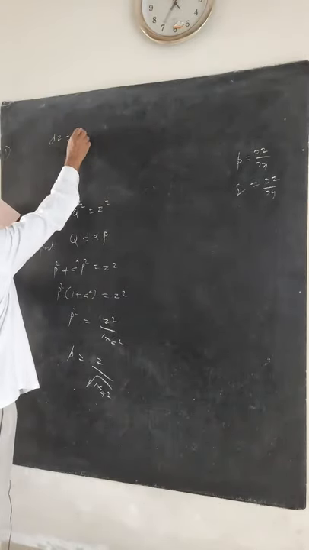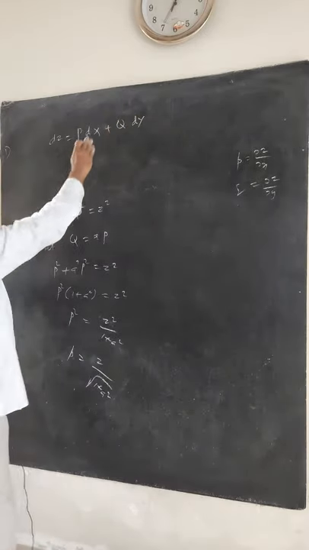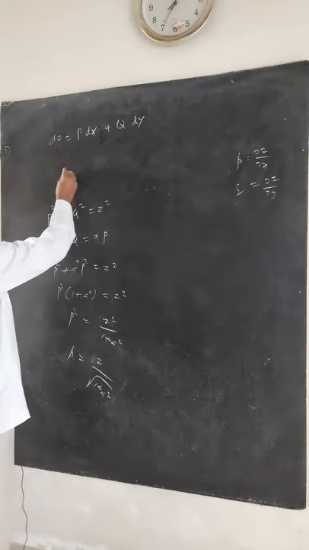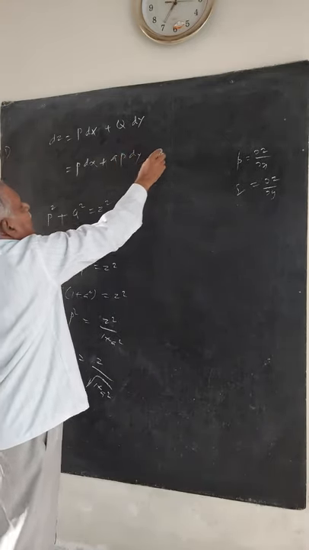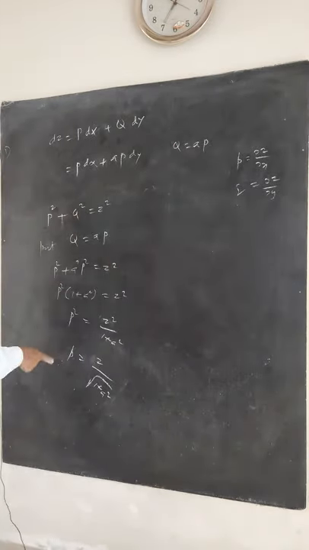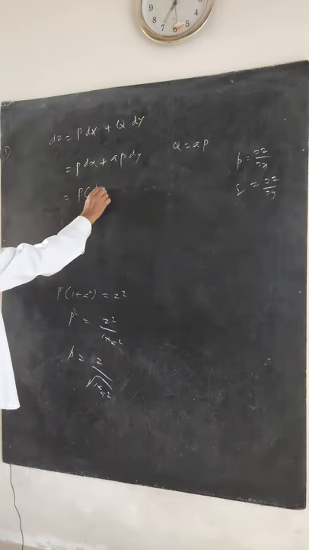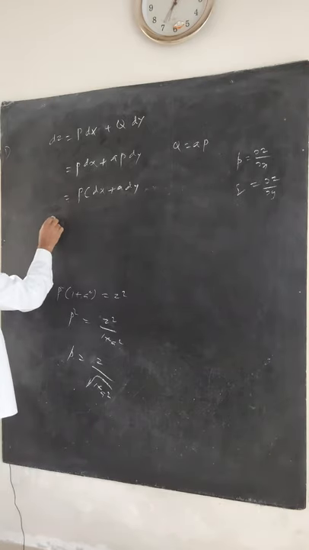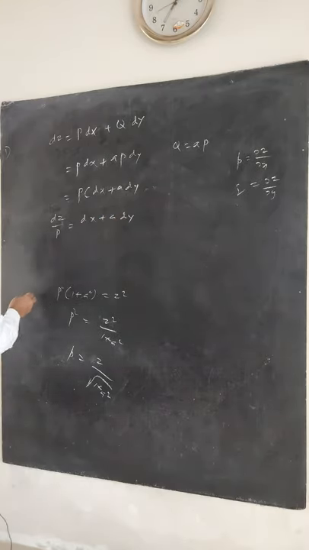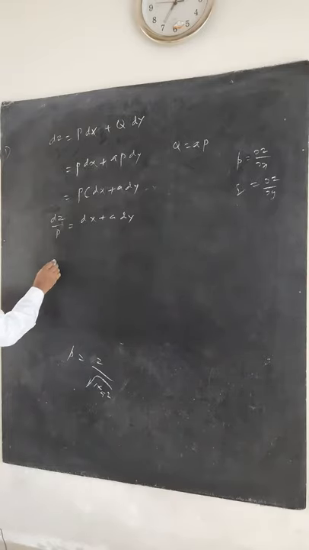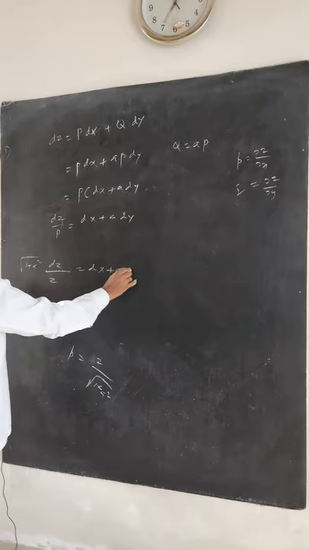dz equal to capital P dX. We have changed everything, capital P and capital X. Similarly, capital Q dY. Equal to P dX plus AP dY, since Q equal to AP, already applied here. Q equal to AP. P taking out, dX plus A dY. P coming to the left in denominator. Here, what is P? dz by z root of 1 plus A square equal to dX plus A dY.